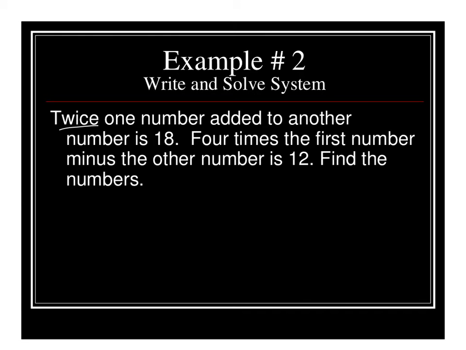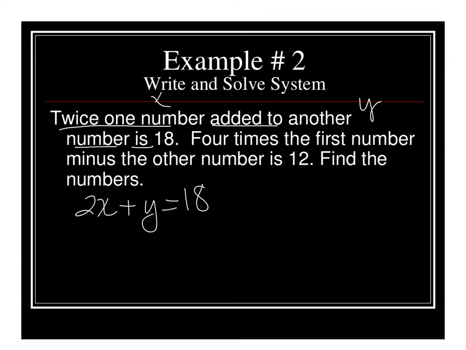So first of all, twice one number. I'm going to make this one number x. So 2 times that one number, x, added to, that means plus, another number, and I'm going to call that other number y. Whenever you see "is," it means equal. So it equals 18.